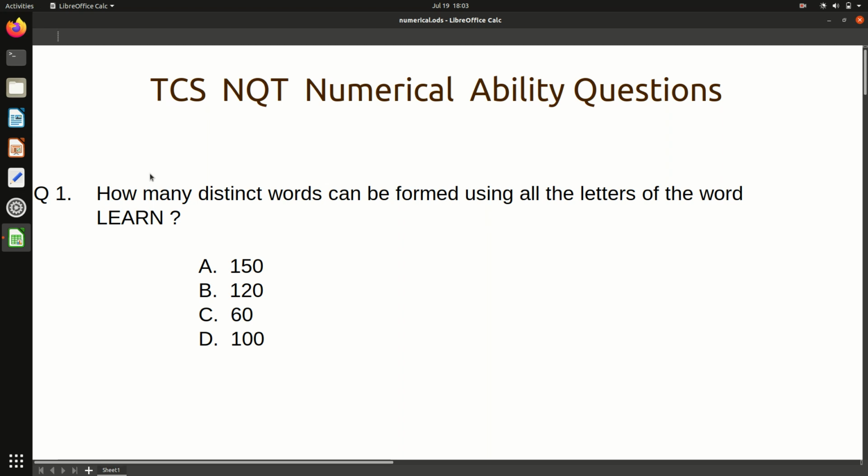So in this video we will discuss some previous year numerical ability questions which were asked in TCS NQT. So starting with the first question. So this is the first question. You can pause the video and try it yourself. Then we will move to the solution.